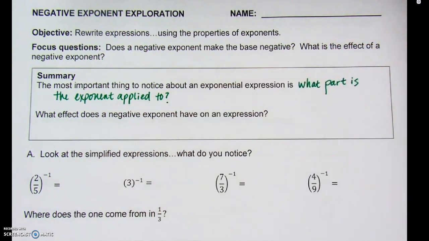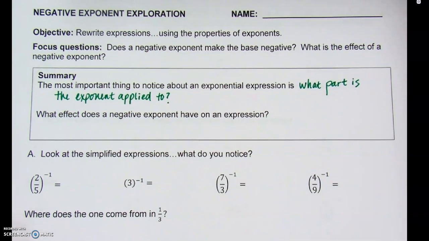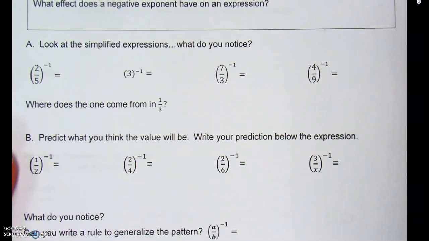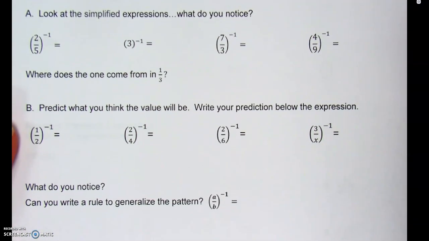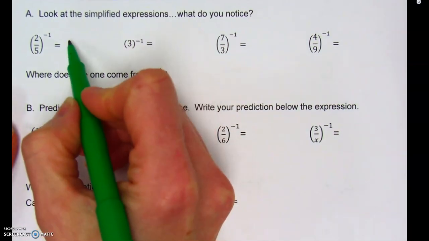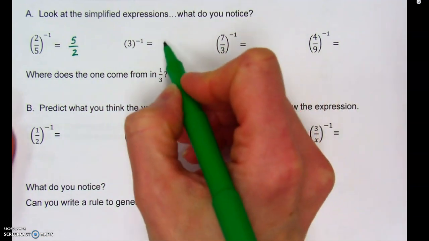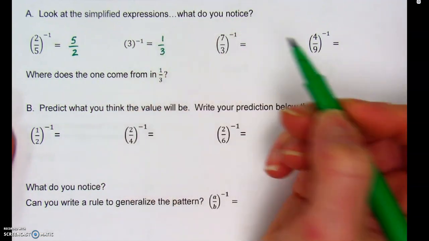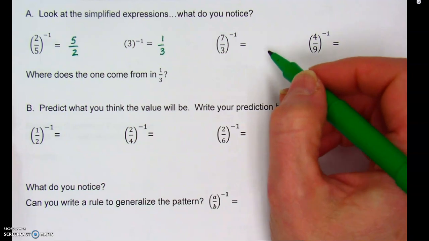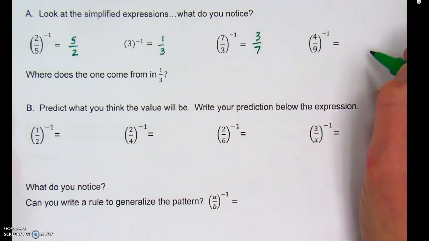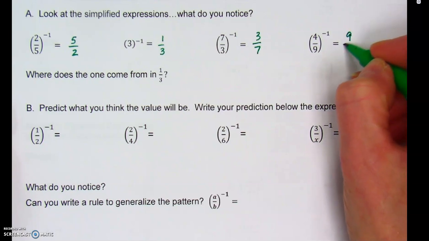And then what effect does a negative exponent have on an expression? Let's find out. I'm going to simplify these expressions, and hopefully you'll notice a pattern. 2/5 to the negative 1 power is 5/2. 3 to the negative 1 power is 1/3. 7/3 to the negative 1 power is 3/7. And 4/9 to the negative 1 power is 9/4.